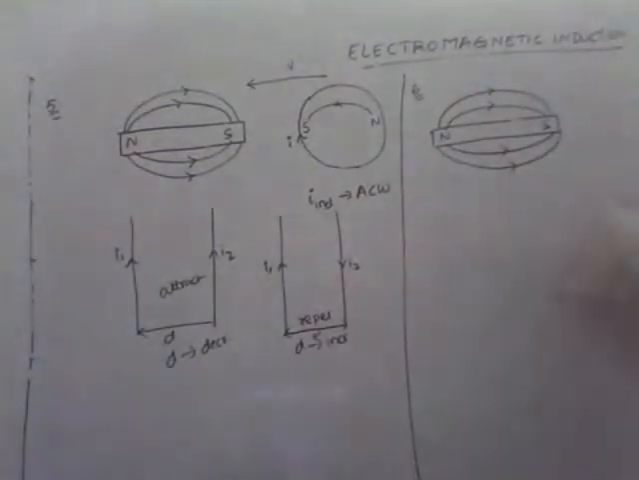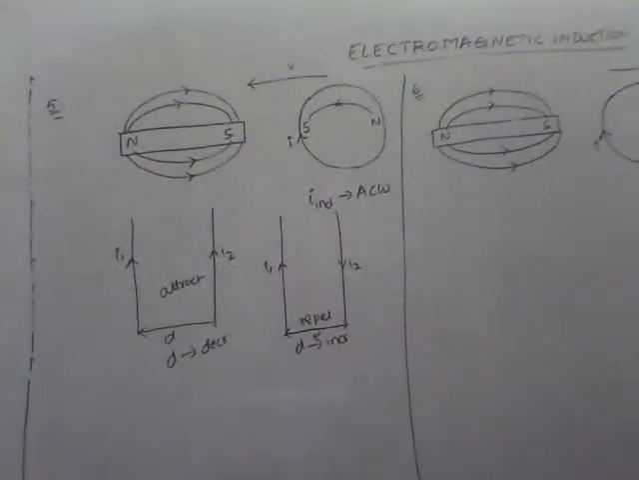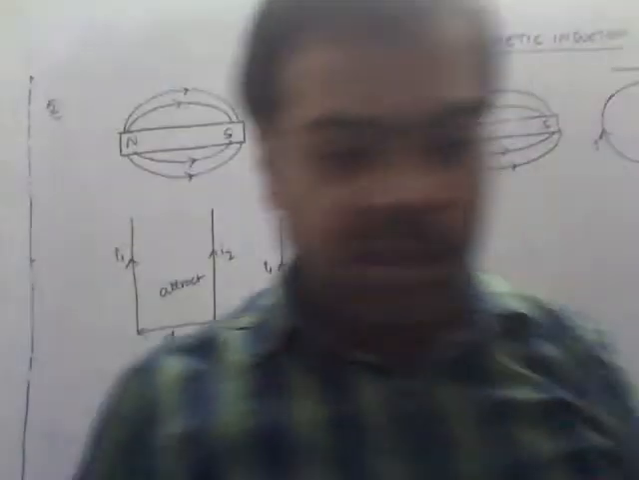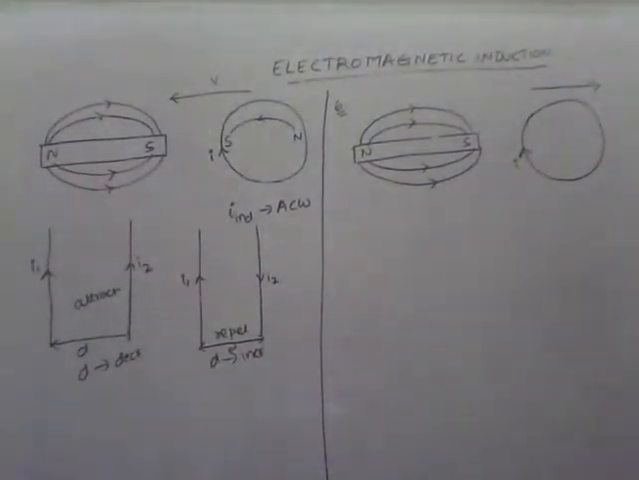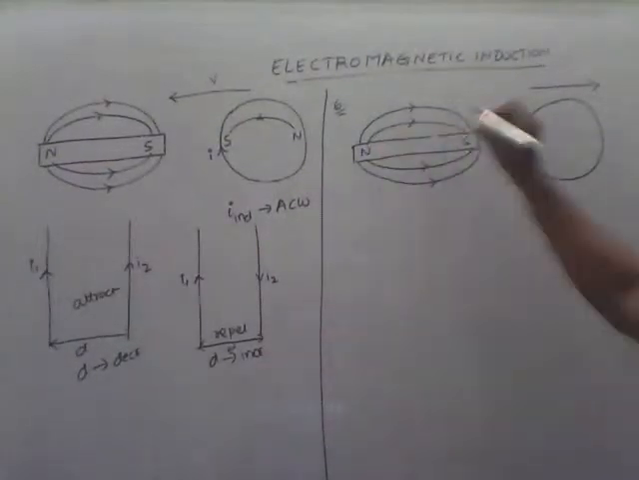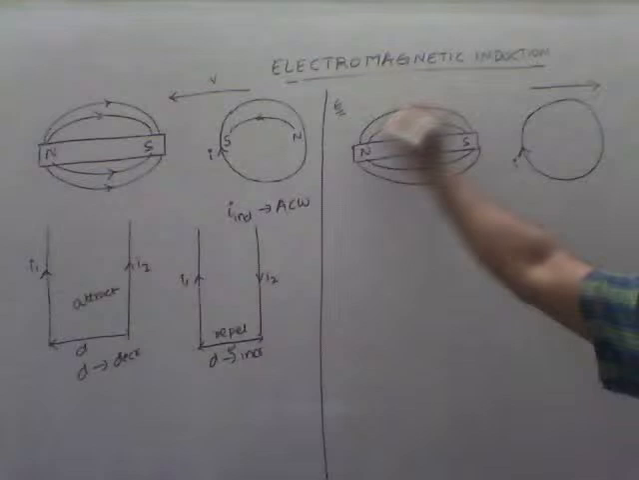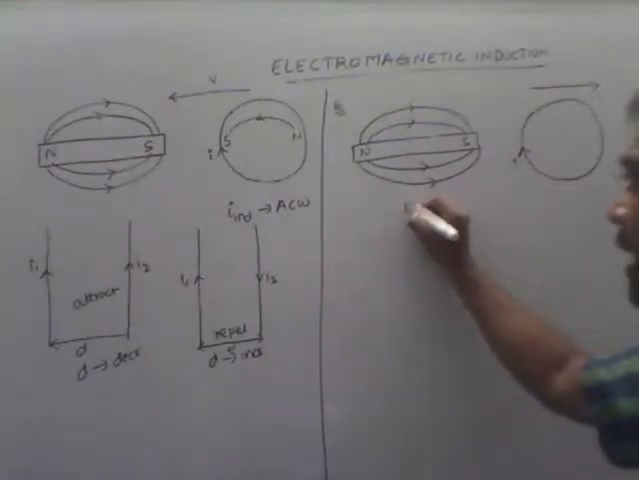Okay, and I'm having a coil which is moving away from the magnet. I'm having a current I which is moving away. Now see here, the current is moving in the clockwise direction, approximately clockwise. So now I want to find the induced current.